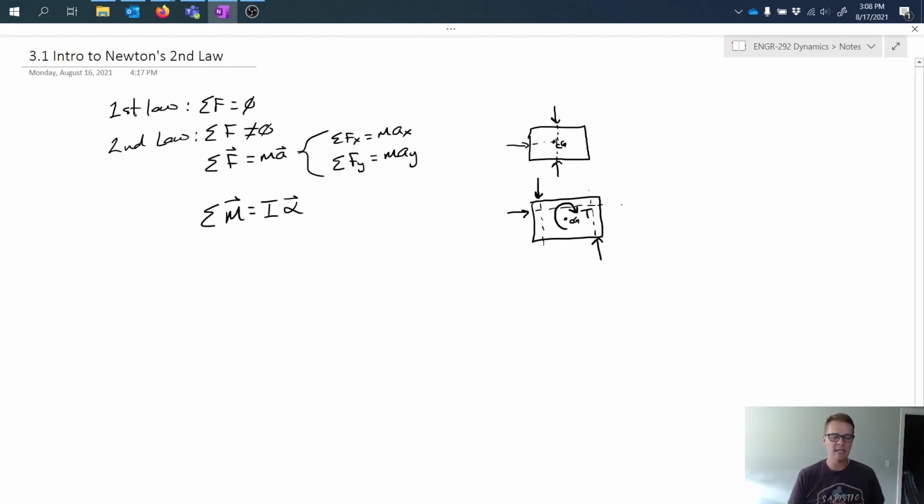And that's what we'll be analyzing as we start to get into kinetics and working through the different mechanisms that we have for how to solve these types of problems.